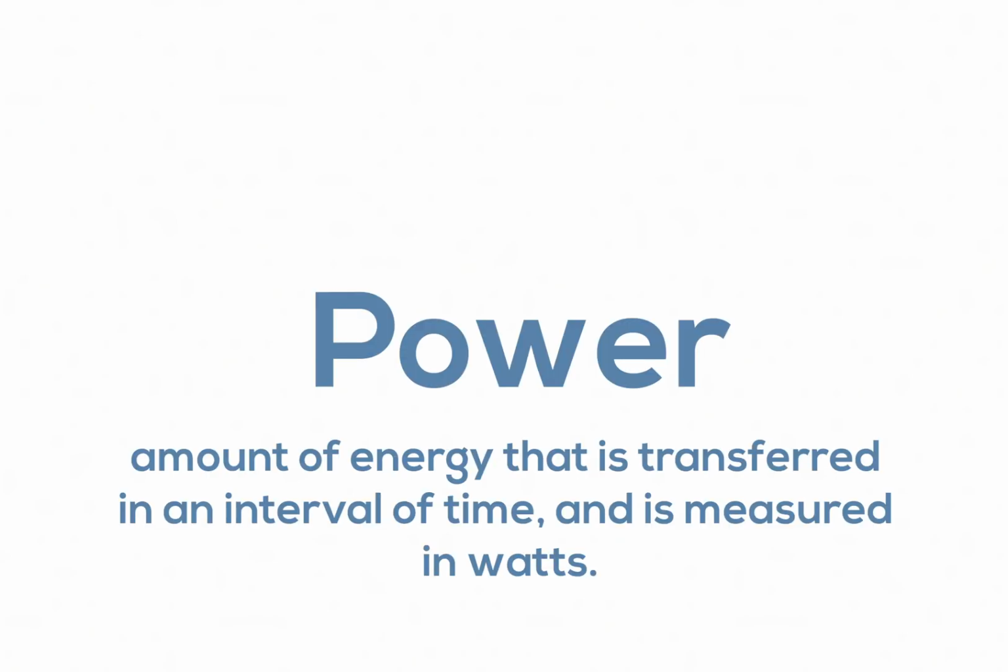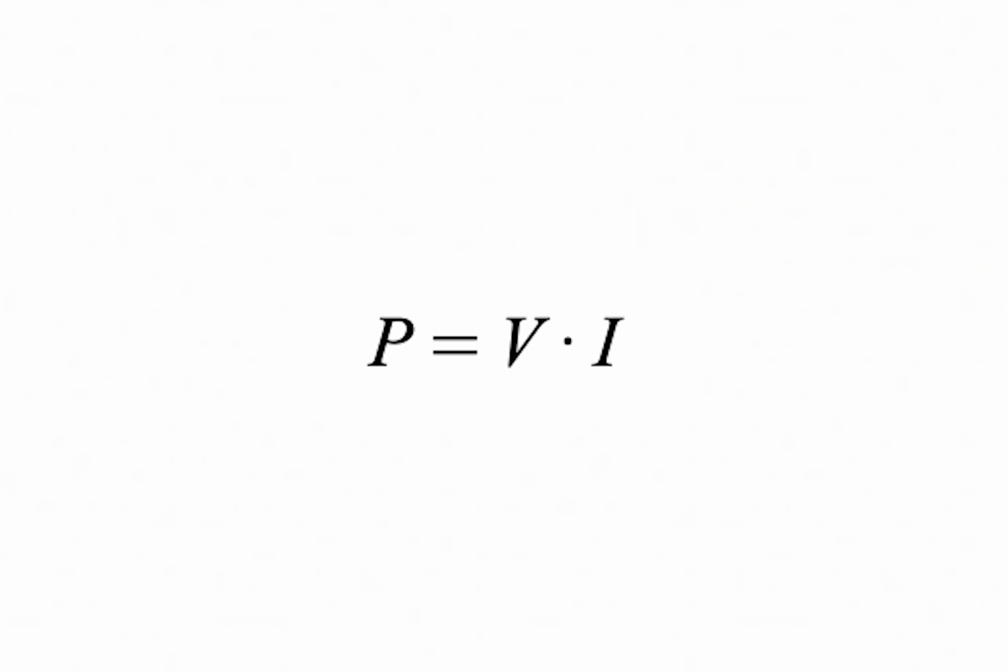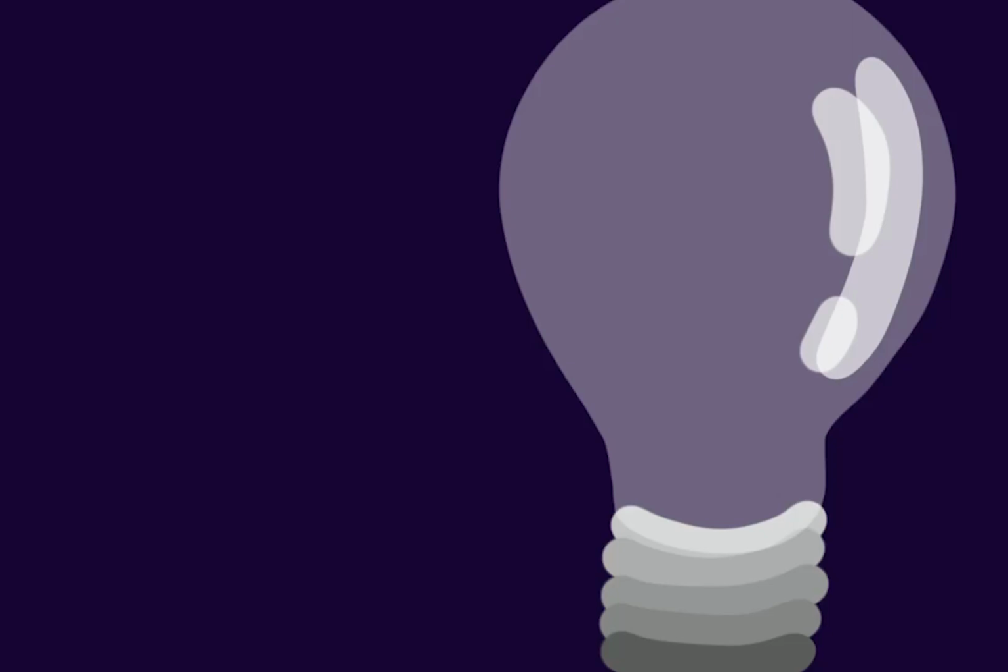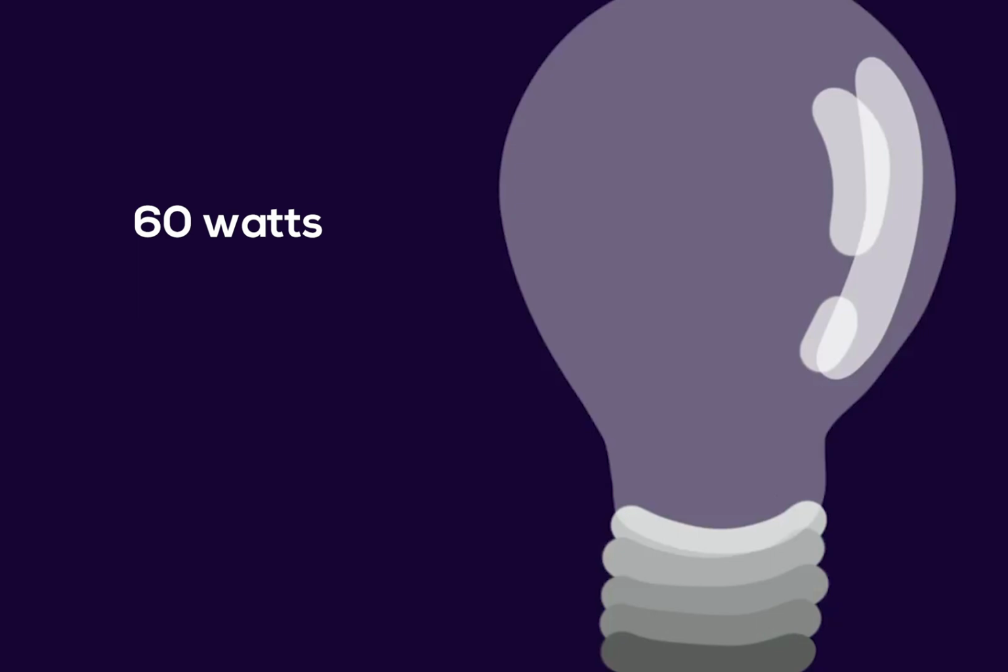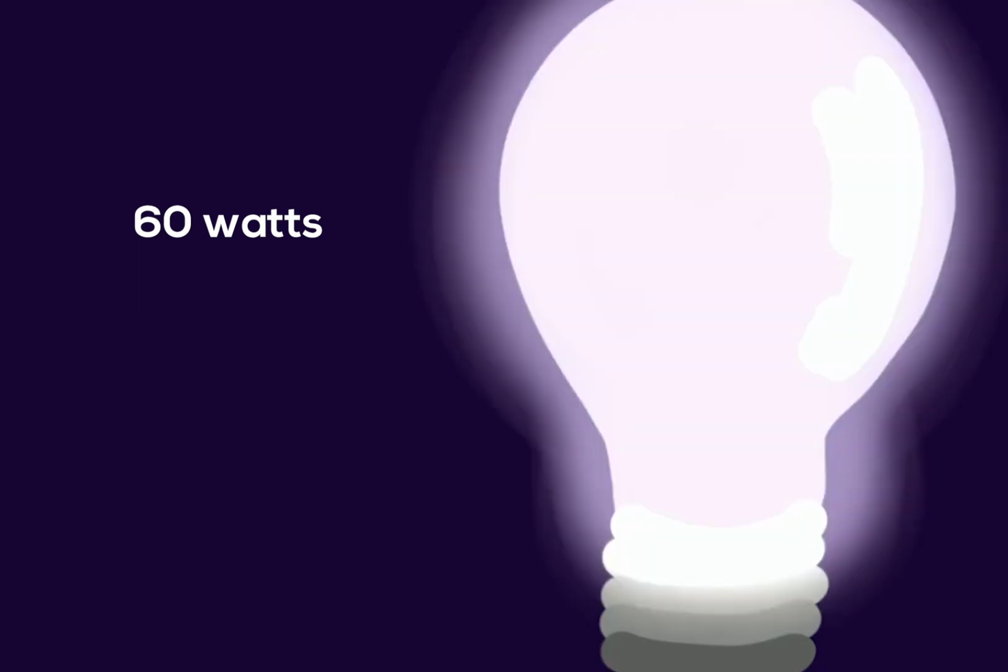Since we now know the voltage and current, let's talk about power. Power is the amount of energy that is transferred in an interval of time and is measured in watts. Given that P equals VI, where P equals power, V equals voltage, and I equals current, we can find that the power that is supplied is represented by this equation. Now, say you have a light bulb of 60 watts. That means that the average power consumption of that light bulb is 60 watts.